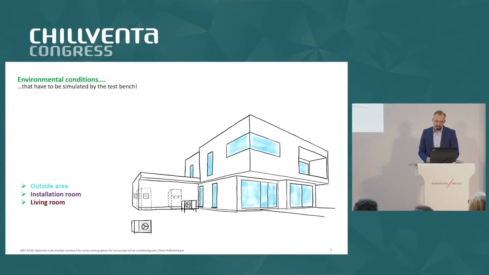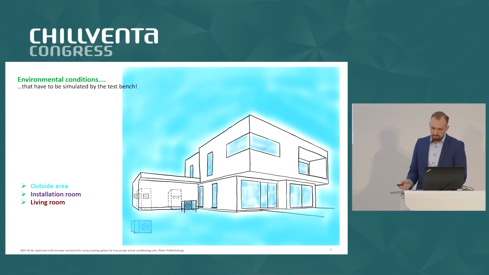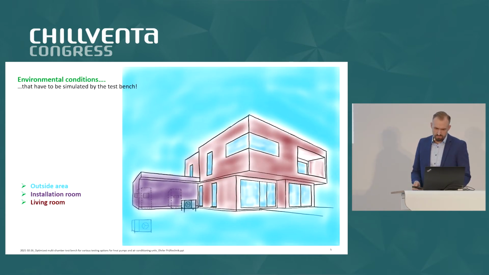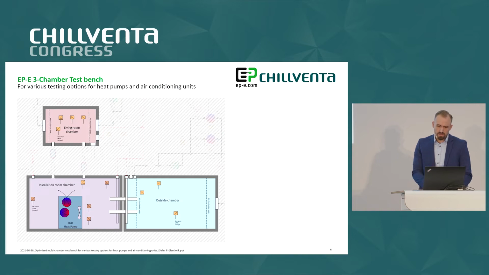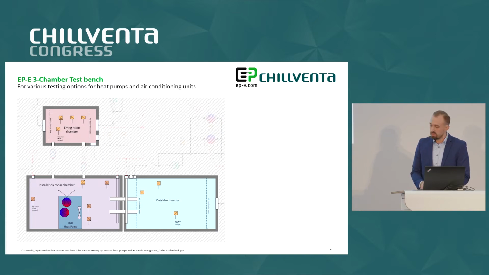To be able to realistically simulate the ambient conditions of the heat pump with a combined ventilation device on a test, a single chamber is not enough. It would only simulate, as shown here, the outside area, the inside area, and the installation room. In this picture we see a rough technical scheme of those three individual test chambers representing the three areas: living room, installation room and outside room in one test bench.